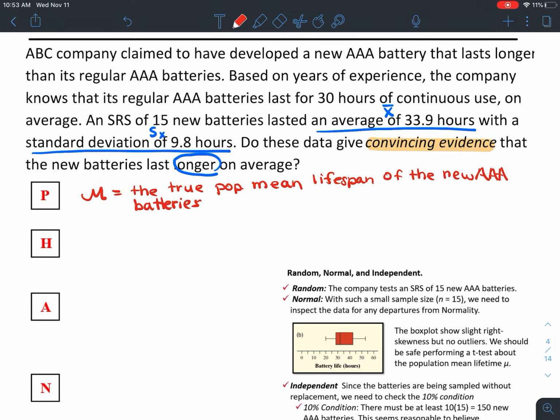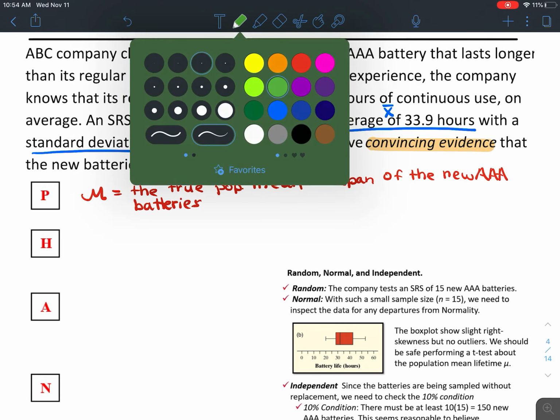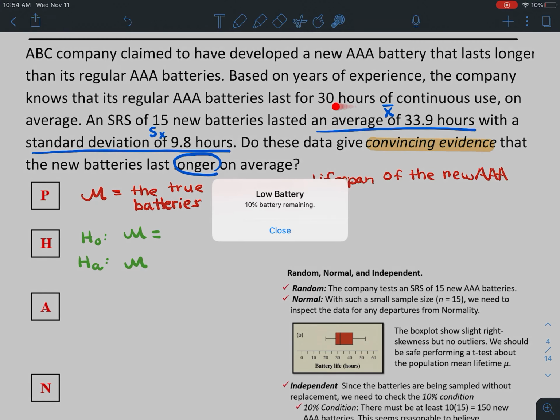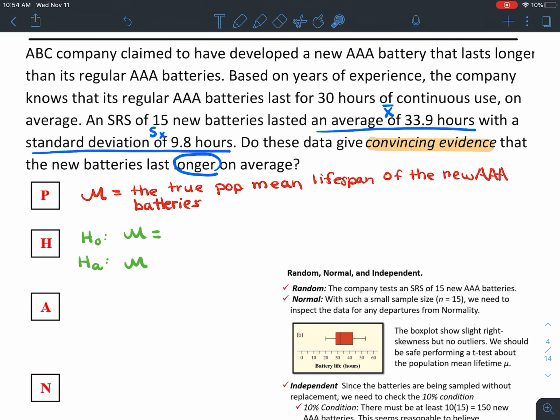The H stands for us drafting our two hypotheses. The null hypothesis, which we've learned is always a statement of equality, and then the alternative, which either is a does not equal to or an inequality symbol. Now, if we look back through the problem, it mentions that the typical regular batteries are lasting 30 hours, so I'm going to put 30 here for our equal. But we want to know if these new batteries are lasting longer than the 30, so I want to choose a greater than symbol right there.